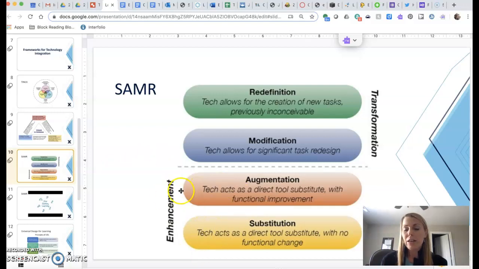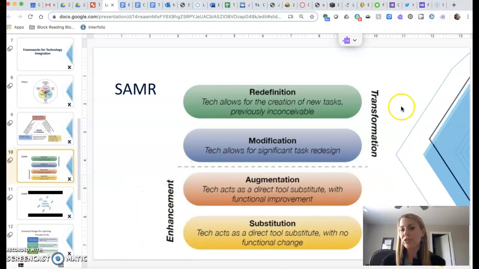So, none of these are bad, but it kind of goes up the scale on Bloom's taxonomy to kind of more complex uses. So substitution is the tech acts as a direct tool substitute with no functional change. Augmentation is it acts as a tool substitute, but there's some improvement, and that's enhancing the curriculum with technology.